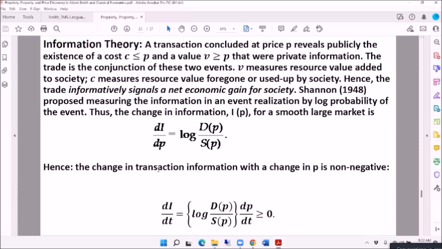Now, Shannon proposed measuring the information in an event realization by the log probability of the event. So think of a large, now smooth, market. We can write the change of information, dI/dP, as the log ratio of demand to supply. Hence the change in transaction information with a change in price is non-negative. So we have the V of P function declining with price, and the I of P function increasing.